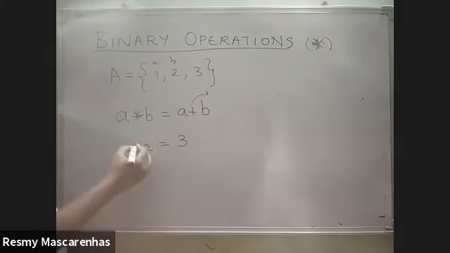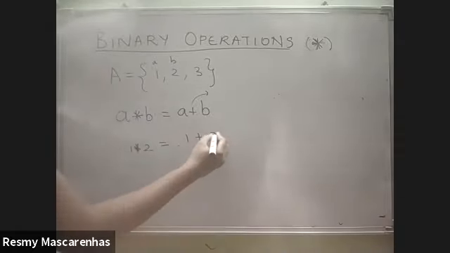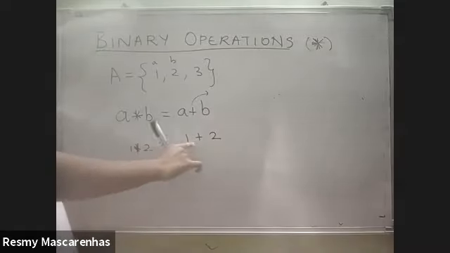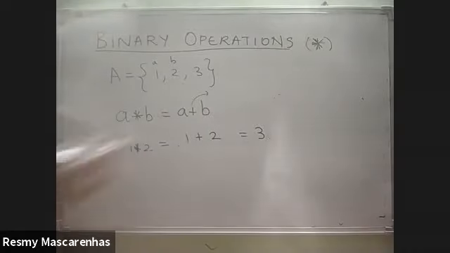You can put this star here. As per that, this will be 1 plus 2. I'm just putting the values of A and B. So how much will you get? 3. Now check: 3 is there in A. So it is satisfying the condition of binary as of now.